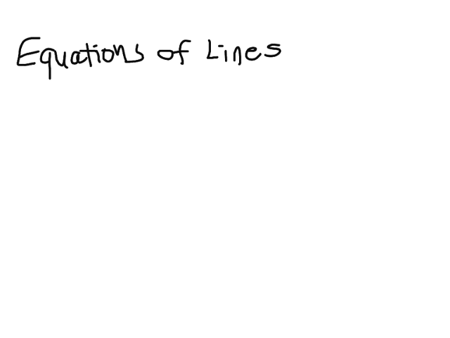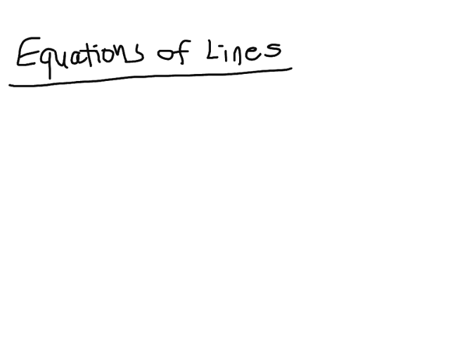Equations of lines. Basically what we've done so far with lines is I've given you the equation of a line, and I've asked you to give me information. I've asked you to give me the slope, give me the intercept, draw me a graph. What we're going to do in this section is we're going to go backward. In this section, I'm going to give you information about the graph, and you're going to give me the equation.